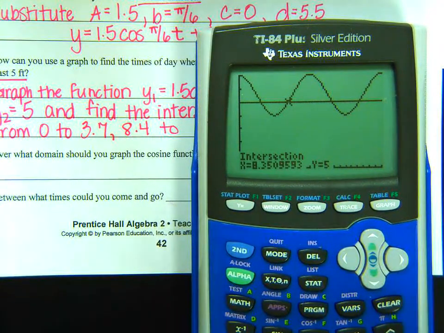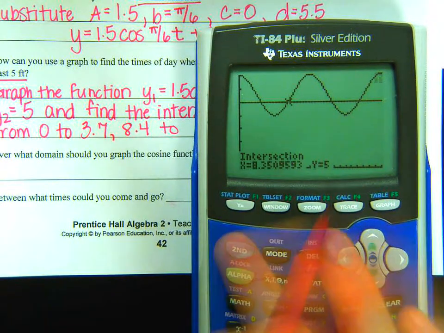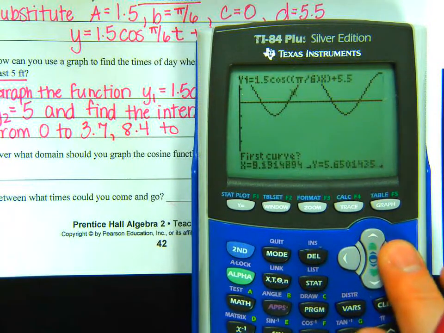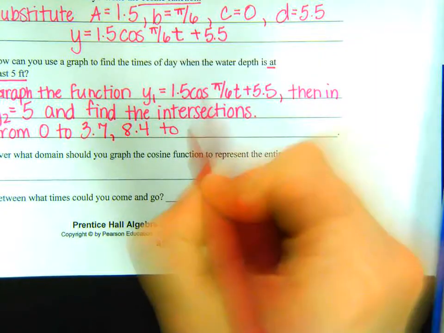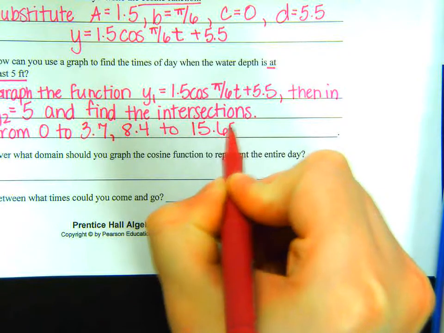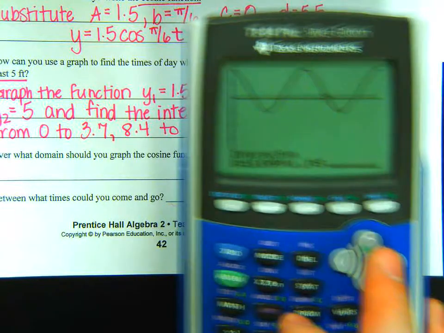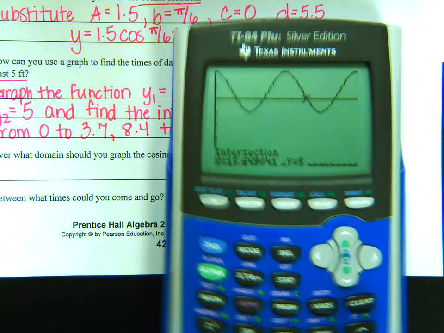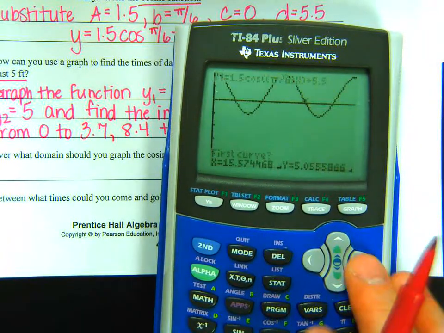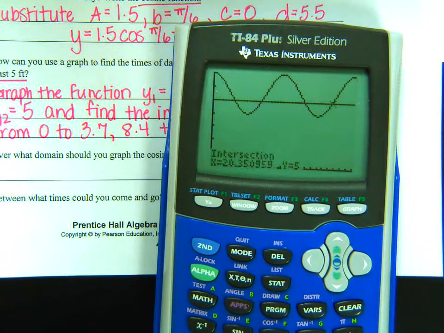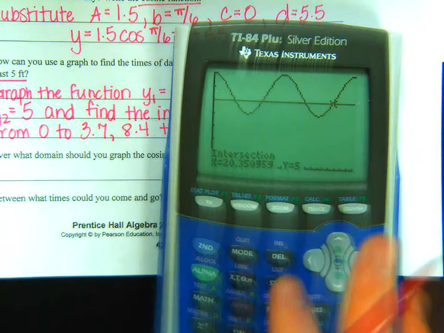Now I have to find the next one over here. So second trace, number 5. Enter, enter, enter. 5. Then we need this last one right here. 20.4.